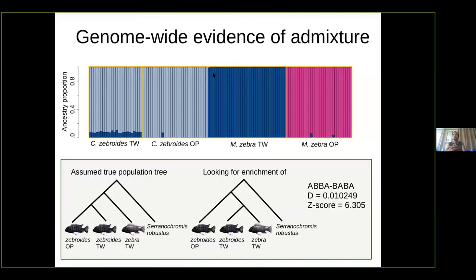And so we went in, and there actually had been some early microsatellite work a while ago by Hastings Zadana that showed it looked like there was evidence of admixture. We went in with whole genomes and confirmed that. I'm showing here in this admixture plot that we find asymmetric introgression of the native Maylandia zebra into the sympatric introduced Cynotilapia zebroides. And that was consistent with earlier results too. And then we have statistical support of that through ABBA-BABBA tests.